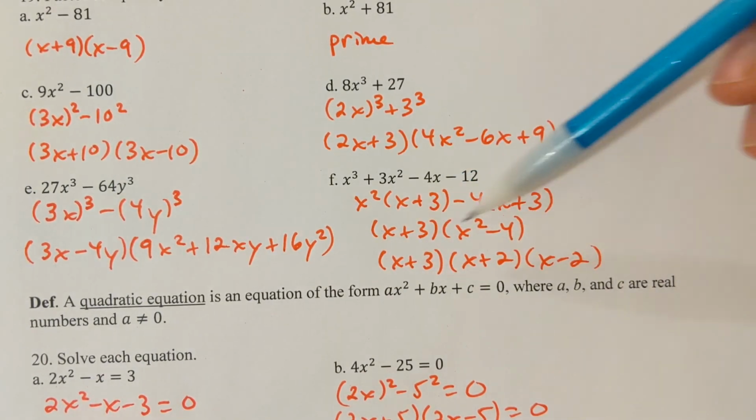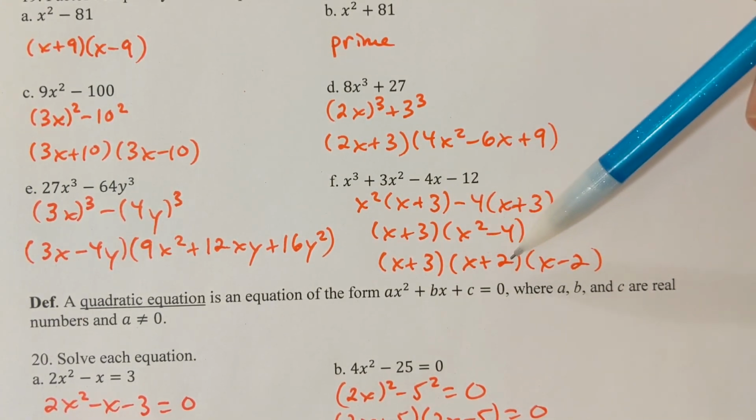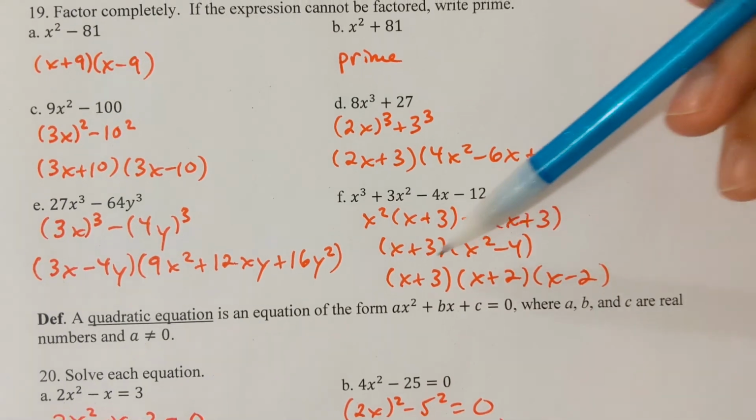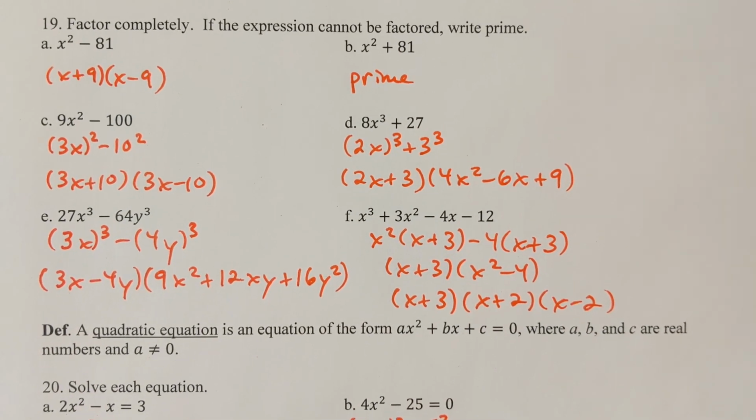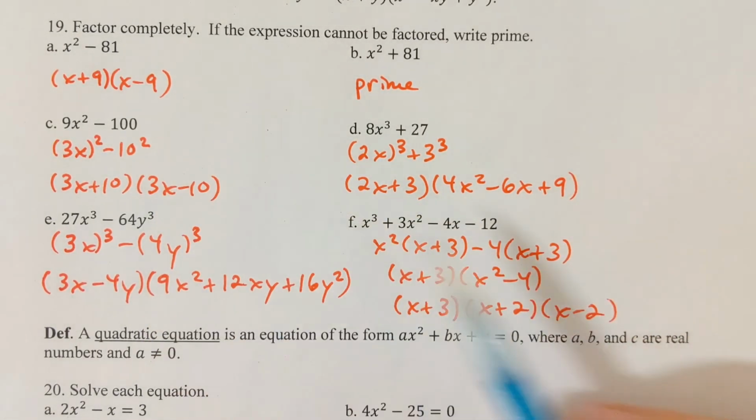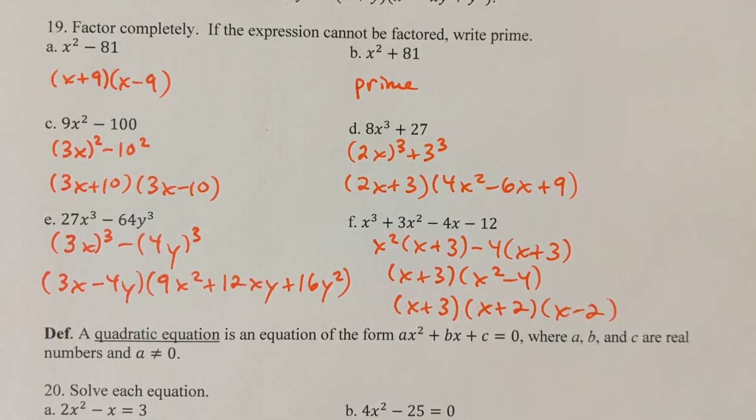And so now I'm done, right? X plus 3 times x plus 2 times x minus 2. That would be as simplified as I can get it, and that would be my answer then. Okay, so again, make sure that you're factoring completely. And we'll stop the video here.